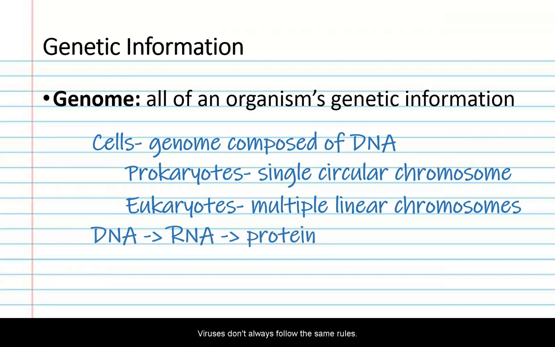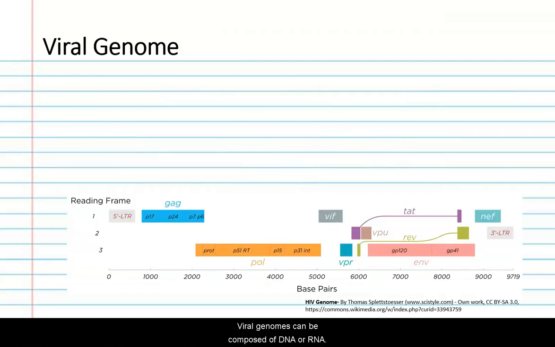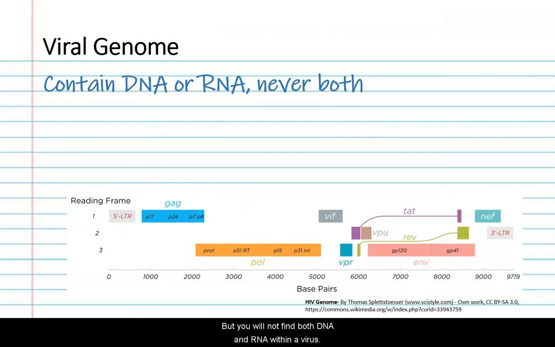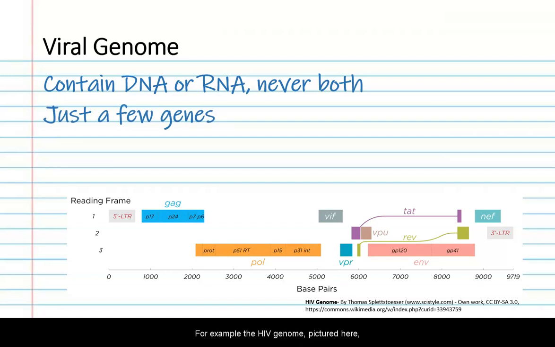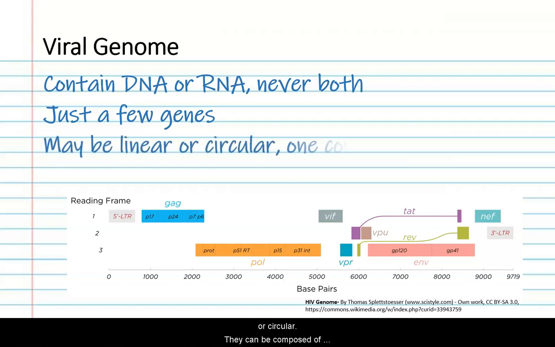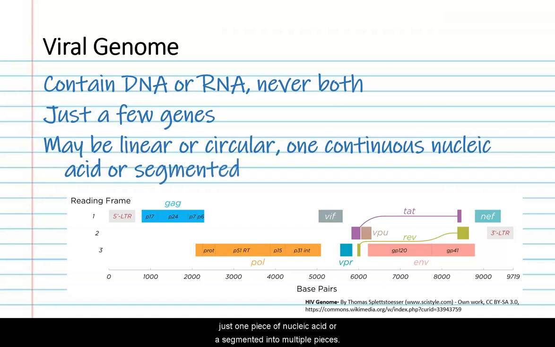Viruses don't always follow these same rules. Viral genomes can be composed of DNA or RNA, but you will not find both DNA and RNA within a virus. While prokaryotes or eukaryotes may have several thousand genes, a viral genome contains just a few genes. For example, the HIV genome is pictured here, and it encodes just 9 genes which are used to make 15 different proteins. Viral genomes can be linear or circular. They can be composed of just one piece of nucleic acid or segmented into multiple pieces.